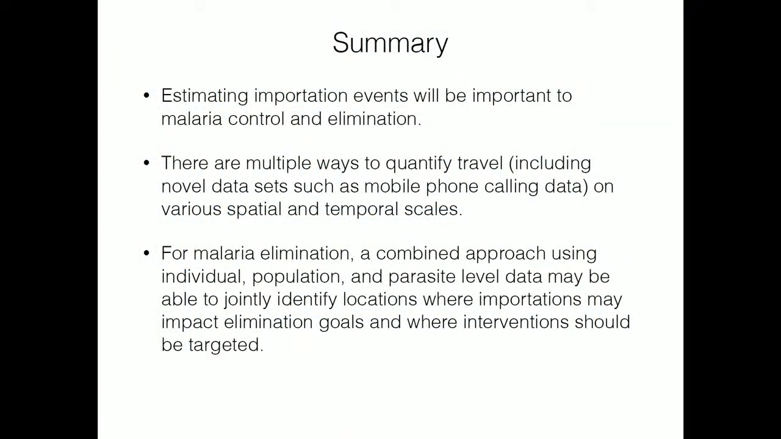All right. So just to summarize a little bit, importations are an important thing to think about in terms of malaria control and elimination, and there's lots of different ways you can do this, including newer types of data sets. But all these data sets are going to have different biases and may be useful in different situations or not. So we think there should be some way of combining all these different data sets, and trying not to say, this data set says this one thing, but where do you have multiple lines of evidence all agreeing in particular locations or not? It may be a more robust and useful way to try to identify where importations are occurring, where they're coming from, and how intervention should be targeted.